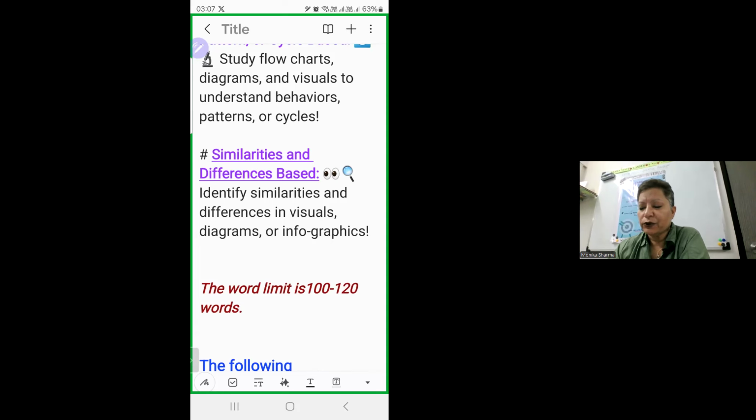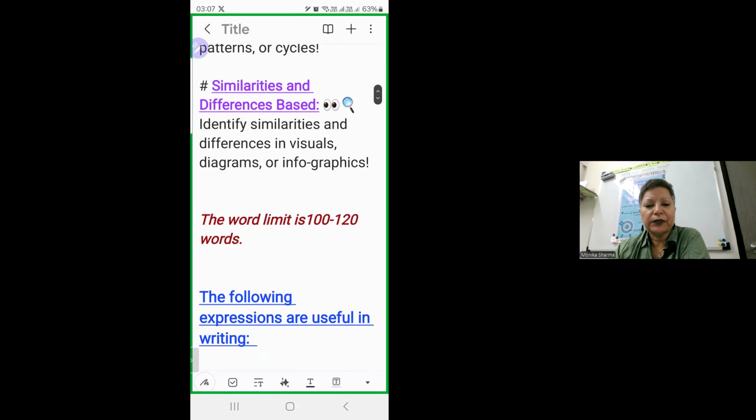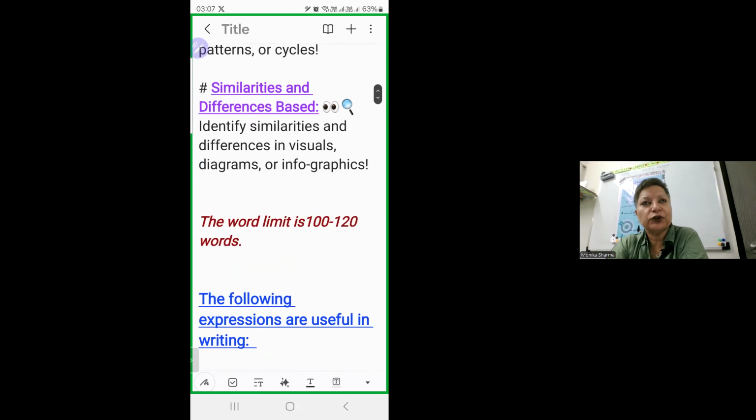The word limit is going to be 100 to 120 words. It is a 5 marker. Both your writing skills in the language and literature paper, be it the letter or the analytical paragraph, are for 5 marks, and the word limit is approximately the same.